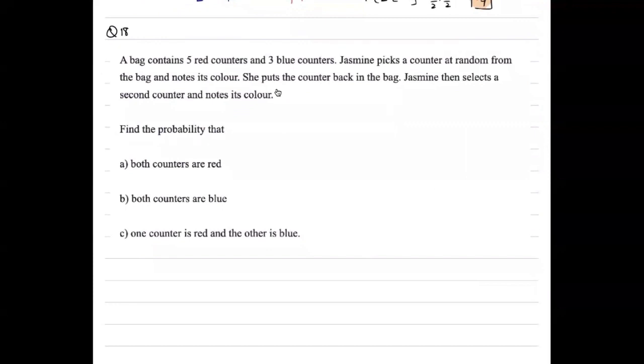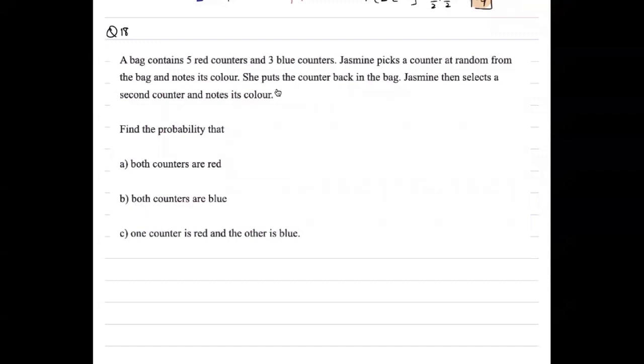A bag contains 5 red counters and 3 blue counters. Jasmine picks a counter at random from the bag and notes its color. She puts the counter back in the bag. Jasmine then selects a second counter and notes its color. Find the probability that both the counters are red.